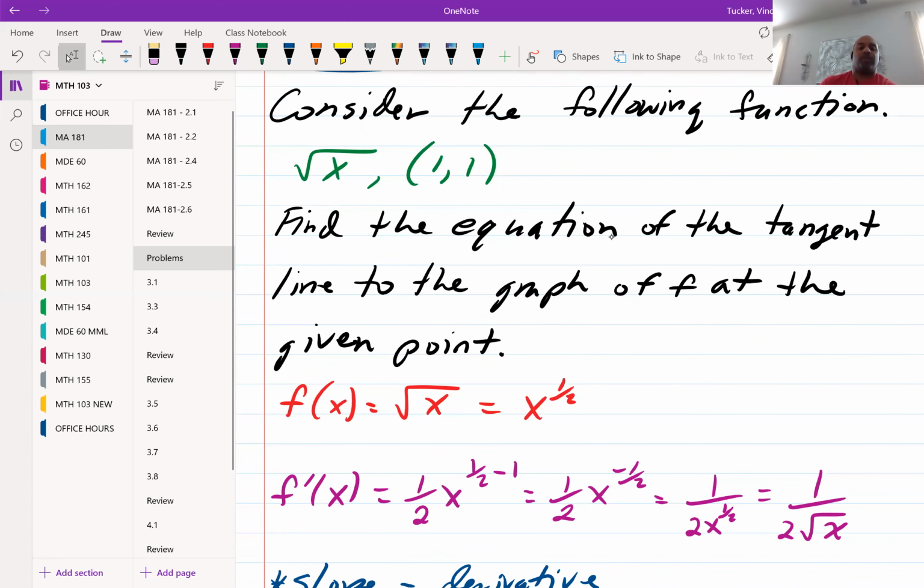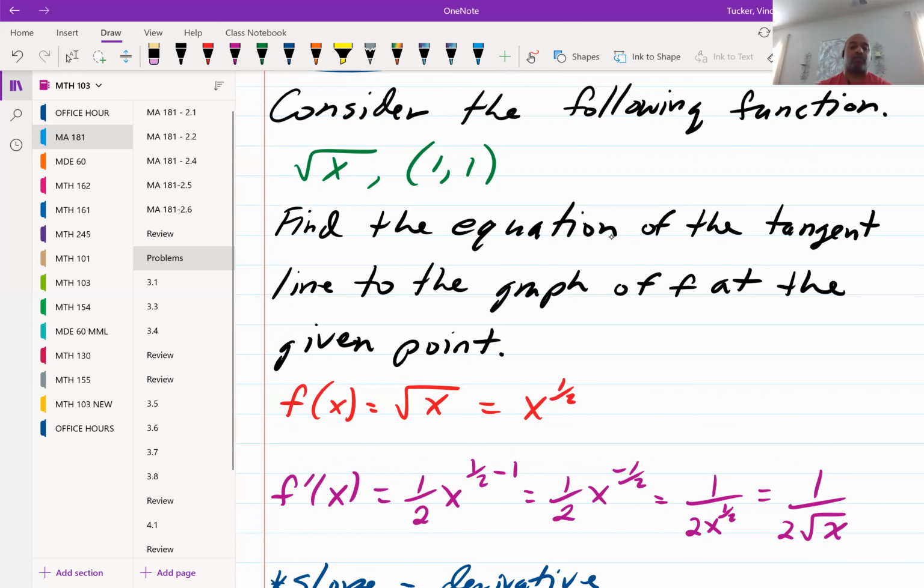So first thing I did was I found the derivative of my function, because remember, that's our slope. Remember I told you derivative is another way to find the slope. So f of x is equal to the square root of x. I went ahead and rewrote that as x to the 1/2 power. Remember, those are the same thing.